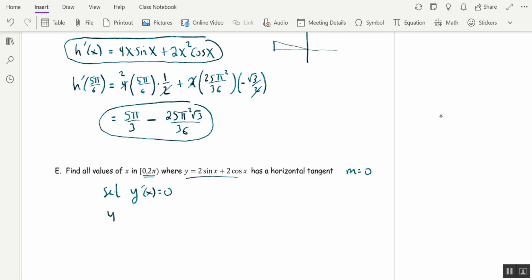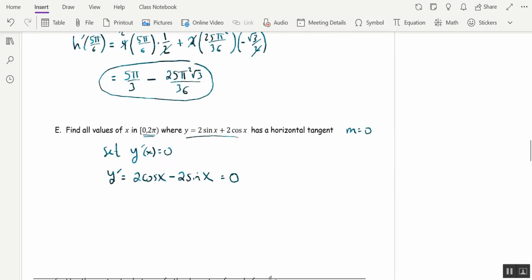All right, y prime is 2 cos x minus 2 sine x. And I want to set that equal to 0. Notice I'm indicating to the reader what I'm going to do at the top there. That's best practice. And so when I set that expression equal to 0, I get cos x equals sine x. There's a 2 on both sides, which I cancel.